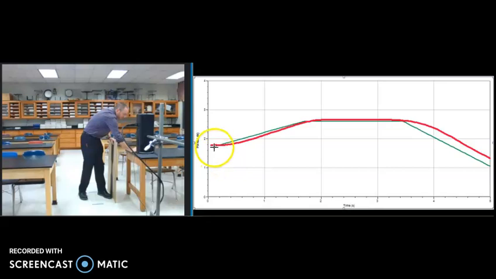All right, so what we have is a positive slope, which means that the distance from the 0 point and the item of interest, in this case, me, is increasing. Horizontal line means that the speed is 0. That means that the object is stationary. And then a negative slope means that the distance between the object of interest and the chosen 0 point is decreasing.